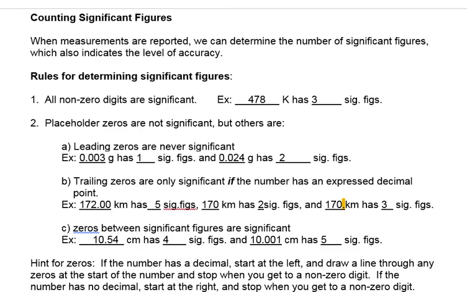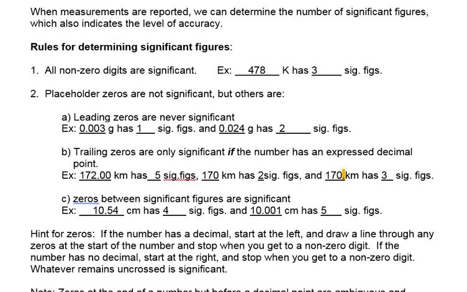Now, a technique that some people like to use is crossing out the things that are not significant when they're counting them. If a number has a decimal, we start that crossing out method at the left, and we draw a line through any zeros at the start of the number. If the number has no decimal, we start at the right. So if we're looking at this first one, it has no decimal, so we would cross out any zeros on the right. Well, there aren't any, so we just end up counting everything.